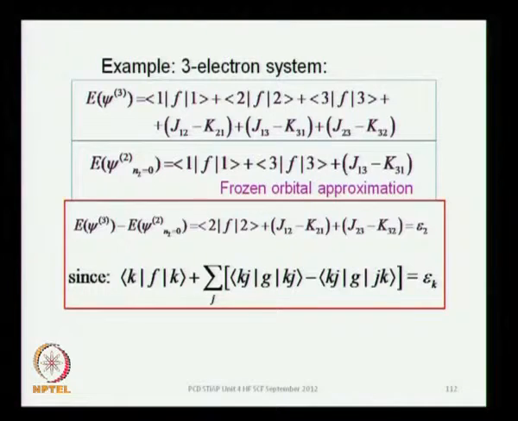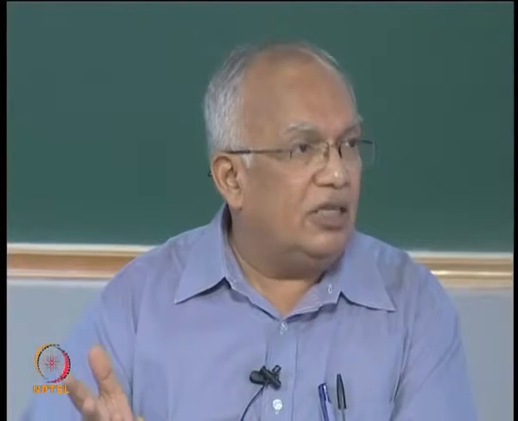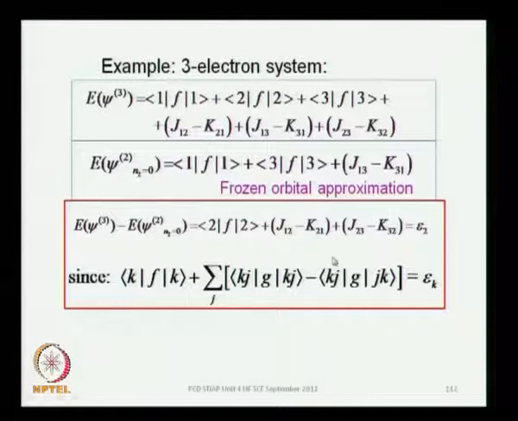Now if you take the difference, just subtract this from what is at the top. So E psi 3 minus E psi 2, what do you get? You take the difference, cancel the common terms, and the reason you are able to cancel them is because of the frozen orbital approximation. If the orbitals were not frozen, you could not cancel those terms. Under the frozen orbital approximation, you find that on the right hand side these 3 terms are nothing but what epsilon k represents in the Hartree-Fock equation.